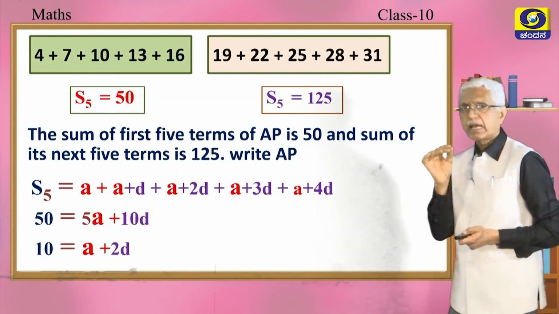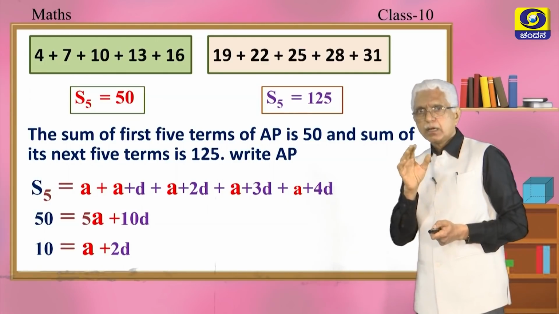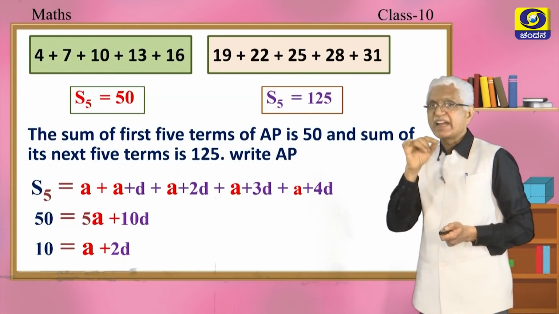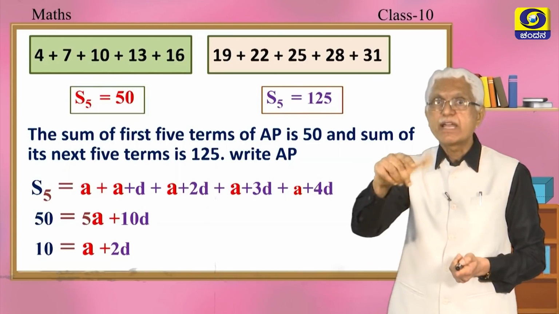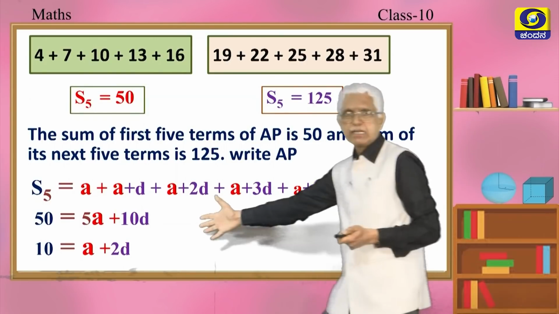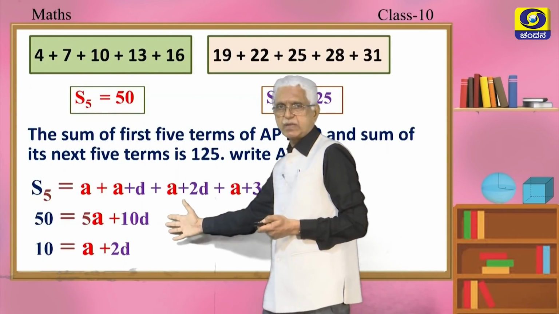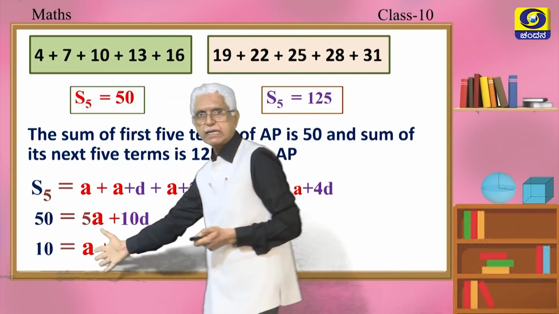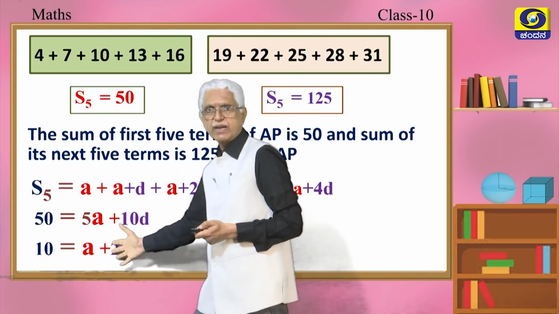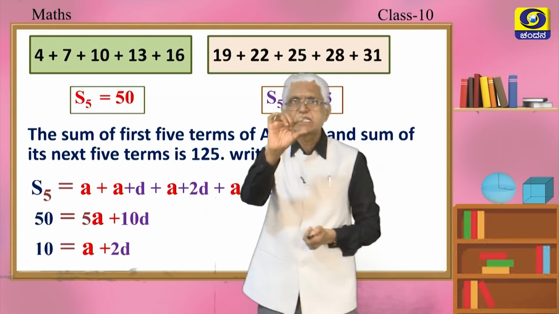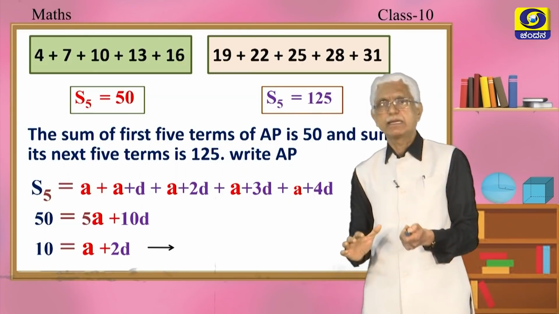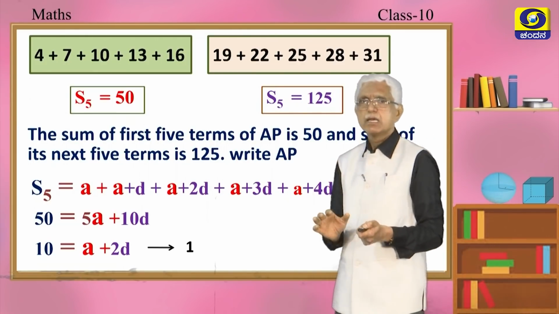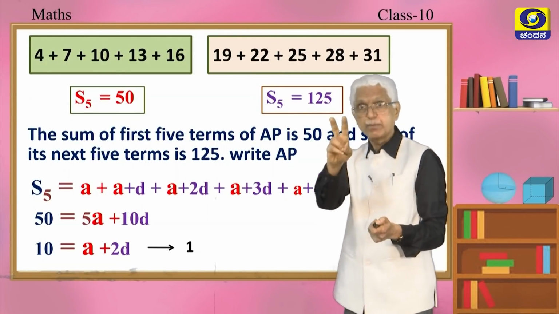Okay. What have they done next? Please observe. They have simplified it, correct? They have divided it by 5, correct? 5 tens are 50, 5 ones are 5, so A, 5 twos are 10, therefore D, correct? You had 50 is equal to 5A plus 10D, and it is simplified as 10 is equal to A plus 2D, correct? Call that equation number 1, okay? You got one linear equation in 2 variables, of course.